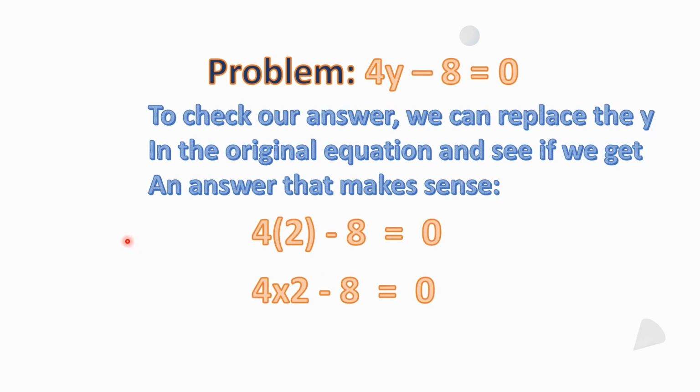And to check our answer, we can replace the y in the original equation and see if we get an answer that makes sense. So yeah, 4 times 2, and in parentheses, we've got a 2 in parentheses, which implies multiplication. So 4 times 2 minus 8 is 0, right? 4 times 2 is 8. 8 minus 8 would be 0.